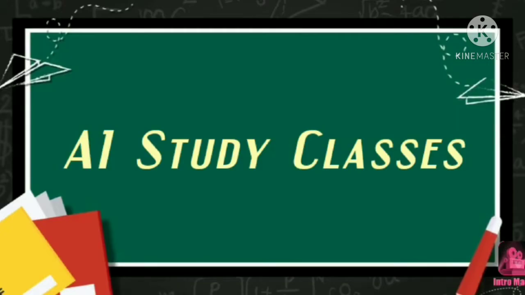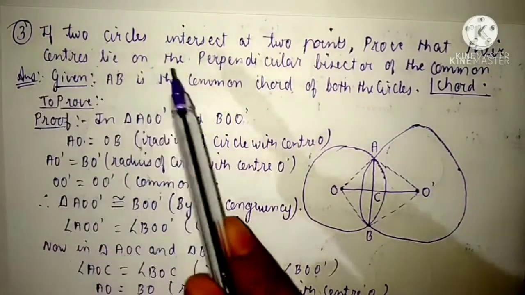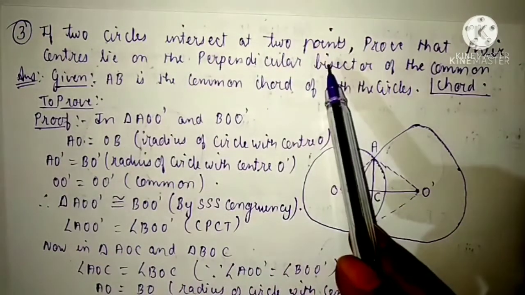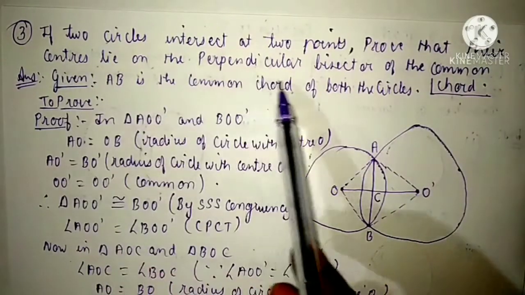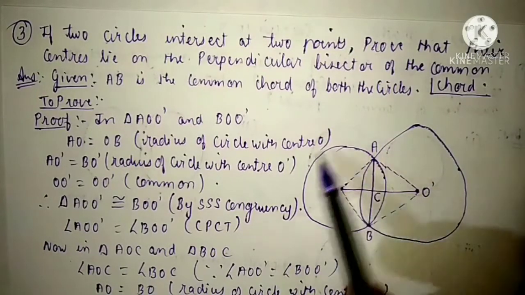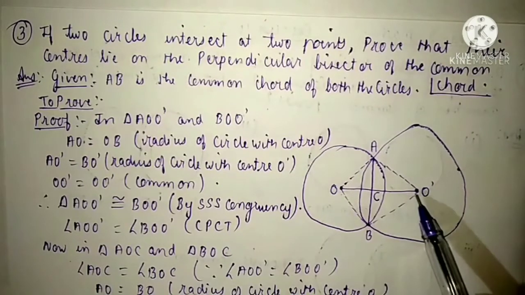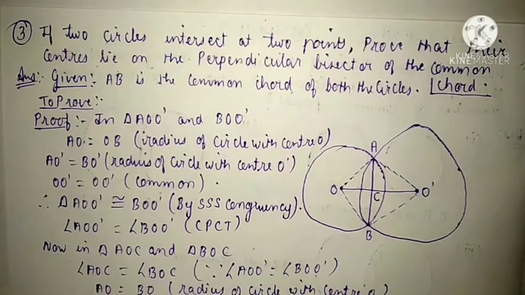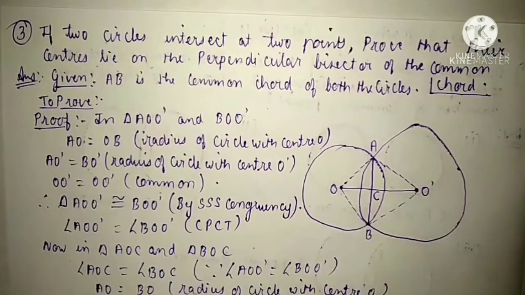Now see the third question. If two circles intersect at 2 points, prove that their centers lie on the perpendicular bisector of the common chord. See, these are two circles. One circle is having center O and the other is having center O dash. Now we have to prove that these two centers lie on the perpendicular bisector of this common chord.